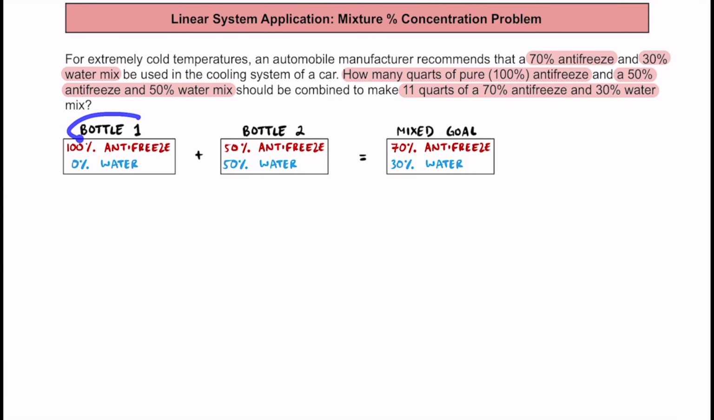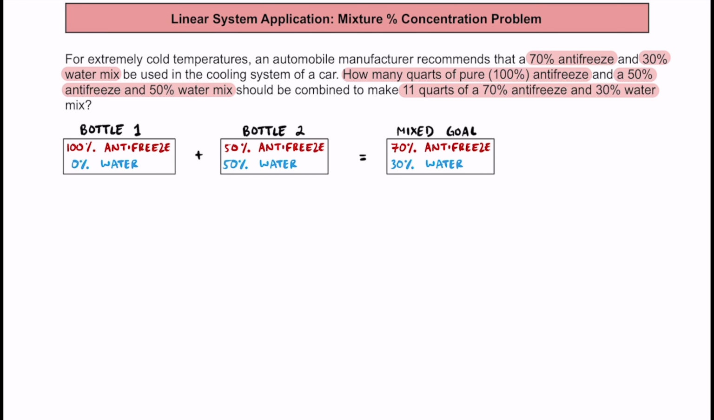Now if we just used all of bottle 1, then we would have too much antifreeze and not enough water. And if we used all of bottle number 2, then we would have too little antifreeze and too much water. So we have to figure out the right balance between the two different solutions so that we get the perfect 70% antifreeze and 30% water.